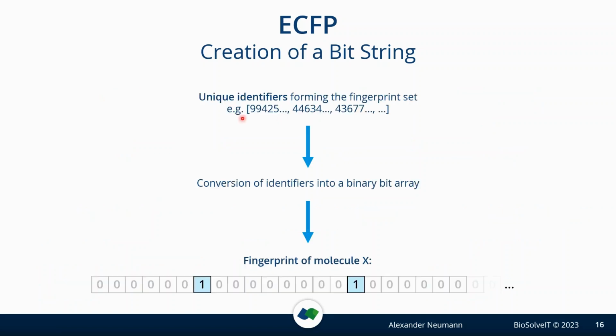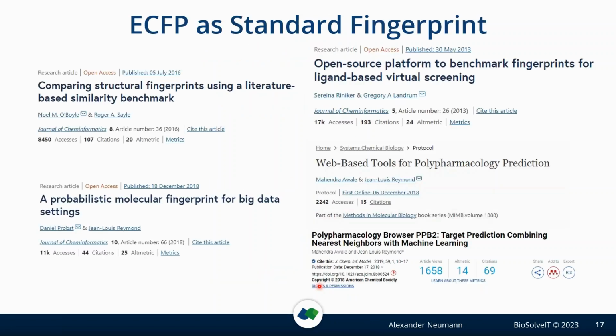So once we have all of our unique identifiers for each atom collected, we convert those identifiers into a binary bit array. So basically, we try to translate them into ones and zeros in a given length, which is usually just a multiple of 1024, like 2 to the power of, I don't know, whatever. And once we have translated those unique identifiers into a string of ones and zeros, we basically get our fingerprint of molecule X. That's it. That's how molecular fingerprints work.